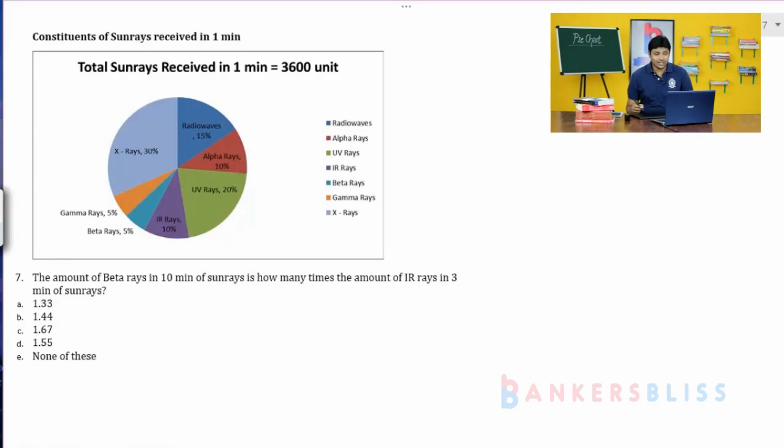You have to calculate the beta rays in 10 minutes, how much we are going to get, and we have to calculate the IR rays in 3 minutes, how much we are going to get. See here, per minute we are going to get 5%.